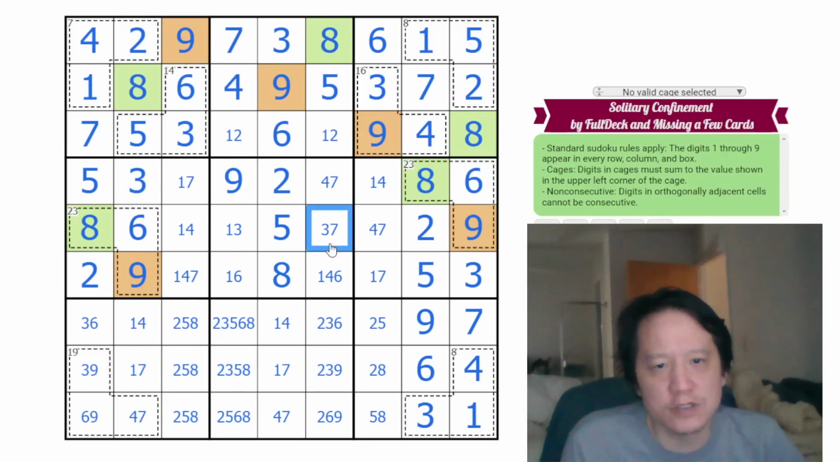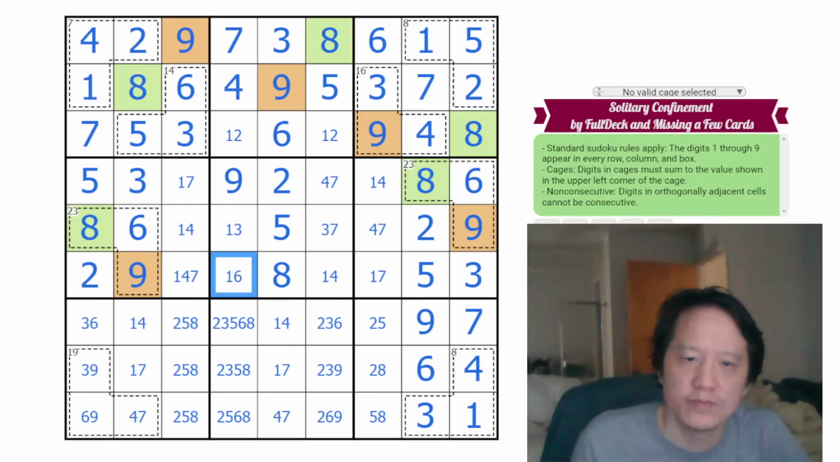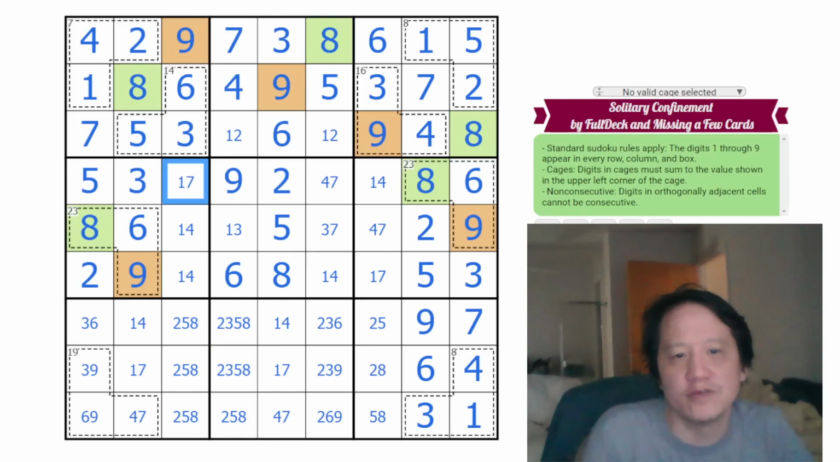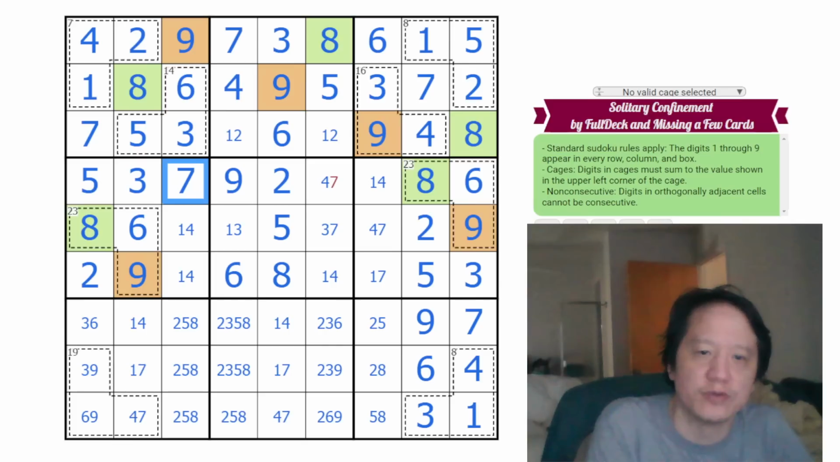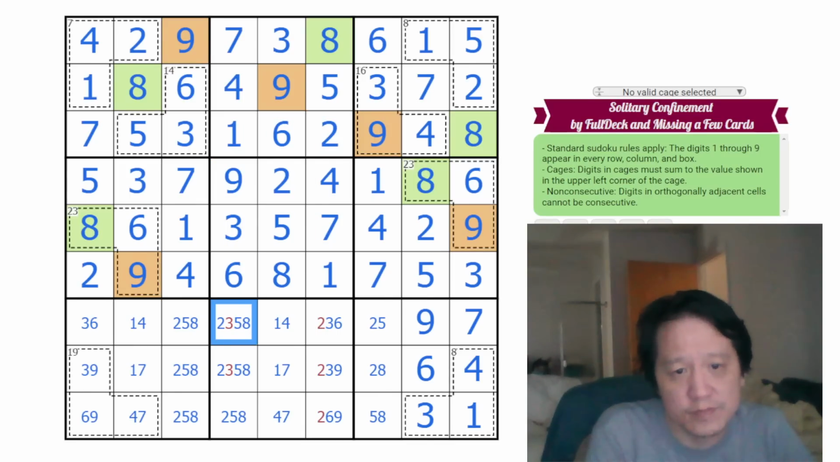Okay, so now we're just looking at consecutive numbers. Can this be 6? If this is 6, this is 1, that's 3, that's 7. So this cannot be 6. So this has to be the 6. Because this is 6, this can't be 7, therefore the 7 has to be here. So we have 7, 4, 1.